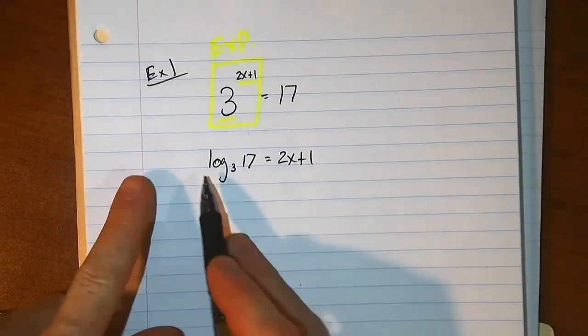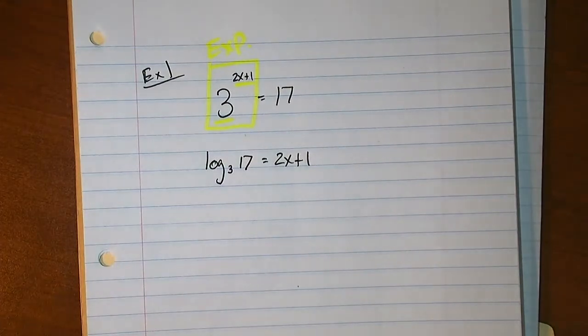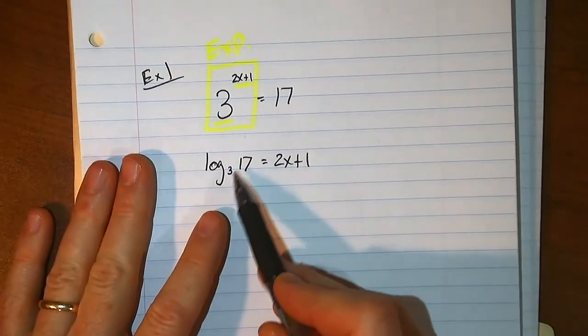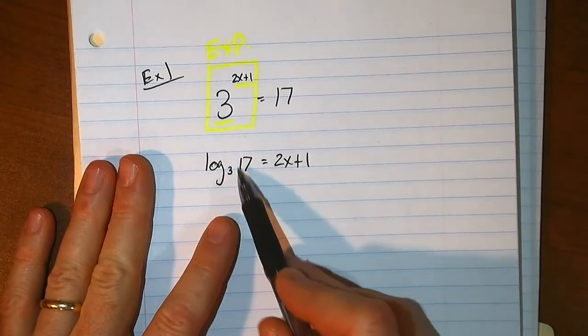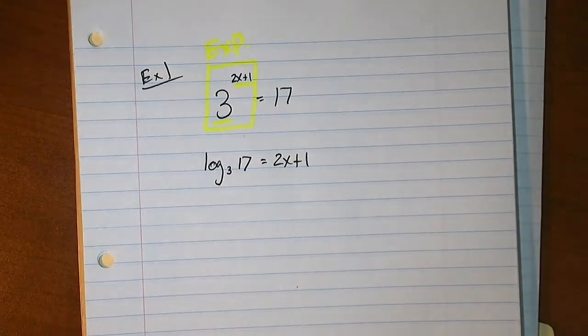You might have the 2x plus 1 over here on this side and the log on this side, and that doesn't matter. But you should have a log base 3 of 17. We should both have that no matter which way you do it. And you should have a 2x plus 1 no matter which way you do it.